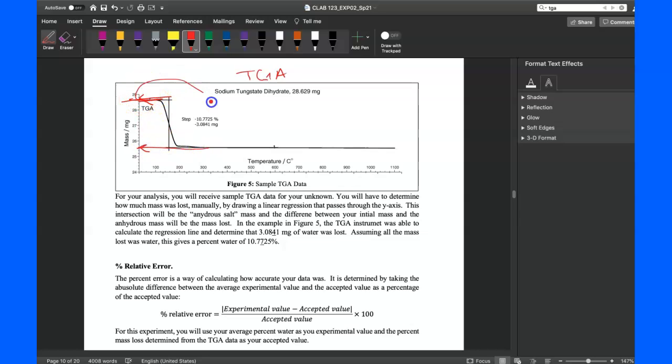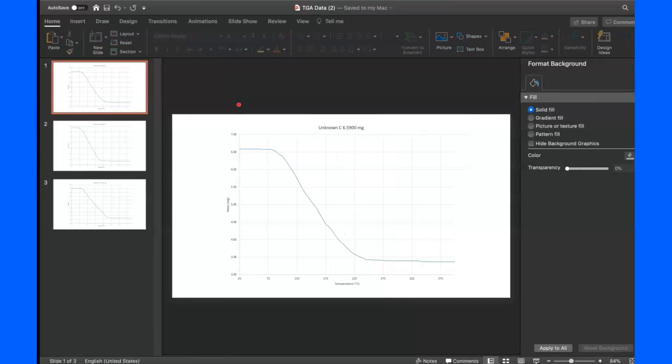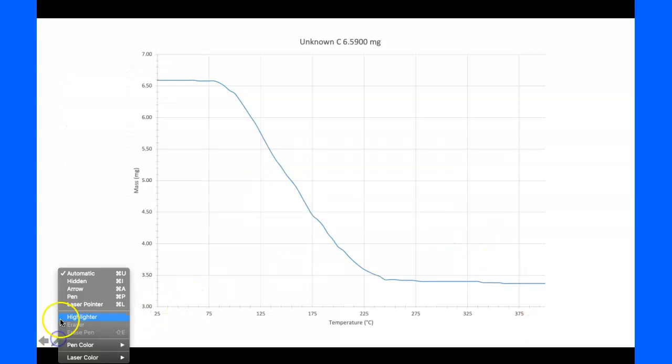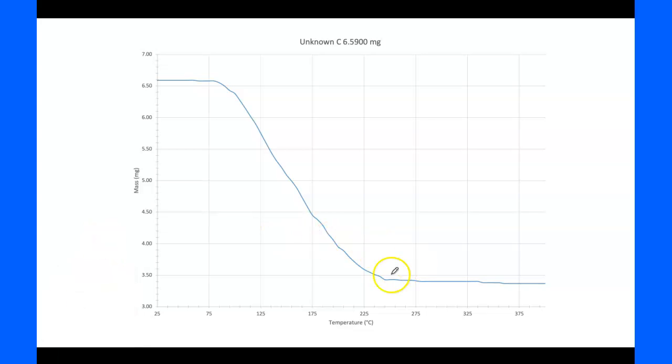For example, this value is the same as the mass of the hydrate that was run in the instrument. Here you are given the mass right here, so you expect 6.59 to be the same mass right there. And then after heating, the mass will drop because you are losing water to a certain value right there. So you have to extrapolate a line and read the value. The difference between that mass reading on the y-axis and the mass reading on the x-axis is the mass of water lost.